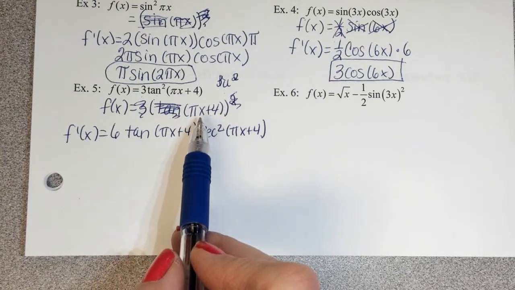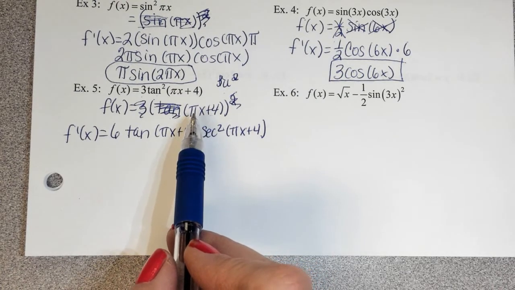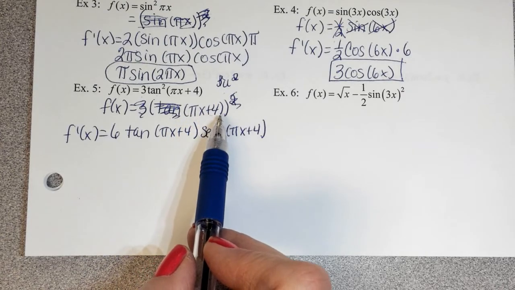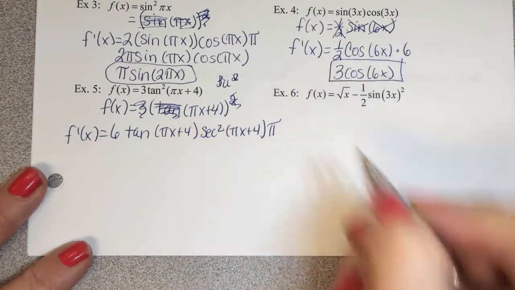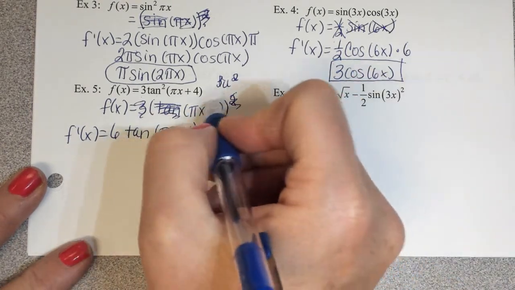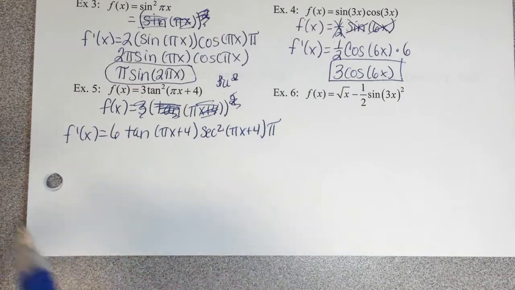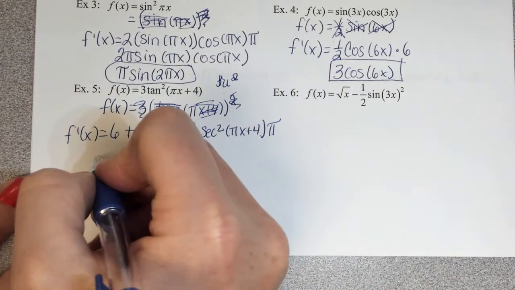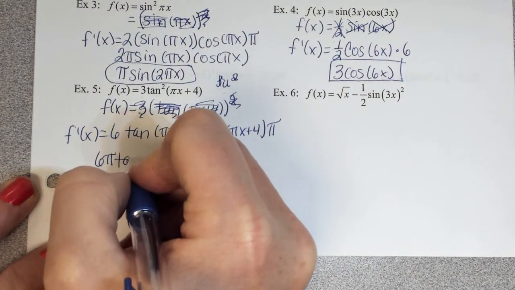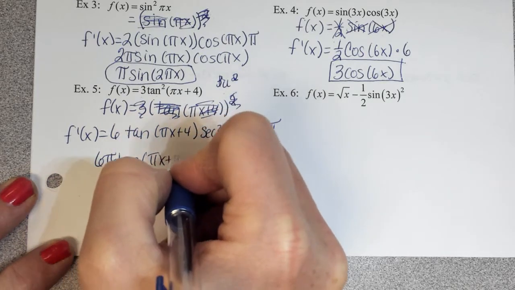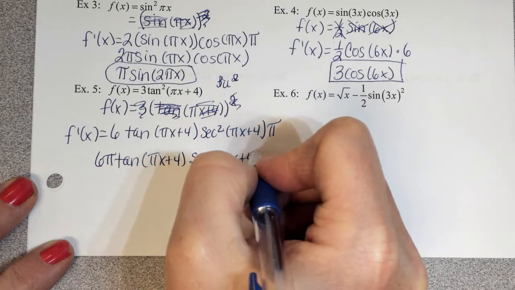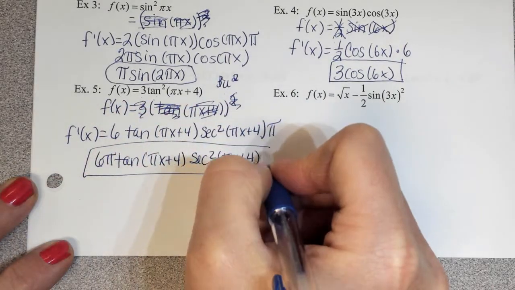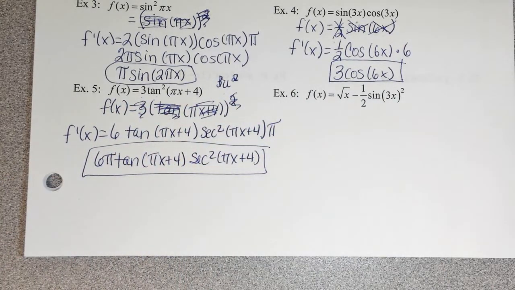Working our way inside. What's the derivative of pi x plus 4? Pi, right? So now I'm going to have a pi. And now I'm finished. I've worked my way all the way inside of there. I've done everything that can be done. So now I'm just going to simplify. What questions do you have about that?